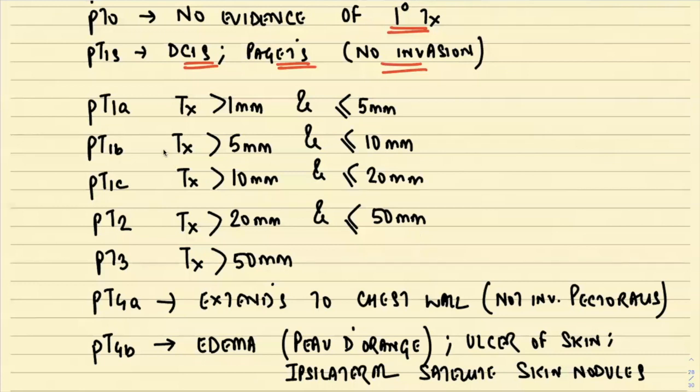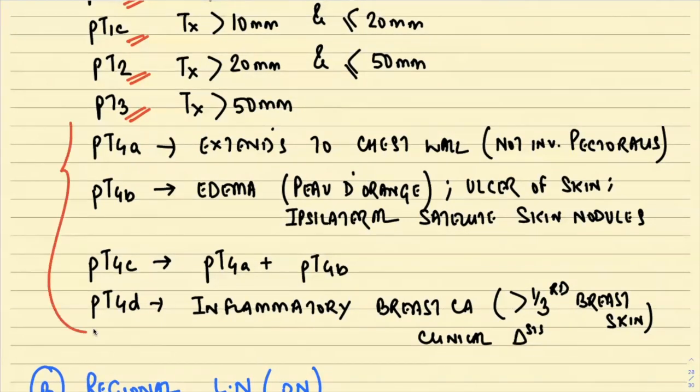Now, there are several stages like pT1a, when the tumor is more than 1 but less than or equal to 5 millimeter. T1b is more than 5, less than or equal to 10. T1c is more than 10, less than or equal to 20. T2 is more than 20, less than or equal to 50. pT3 is more than 50 millimeters. What is T4a? Now, this staging becomes very important and is asked in your exam. T4a, when the tumor is involving the chest wall, we call it T4a. Okay, not involving the pectoralis, it should involve the chest wall completely, and not just the pectoralis.